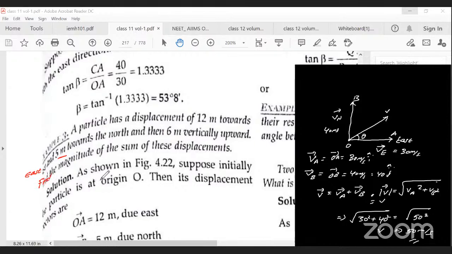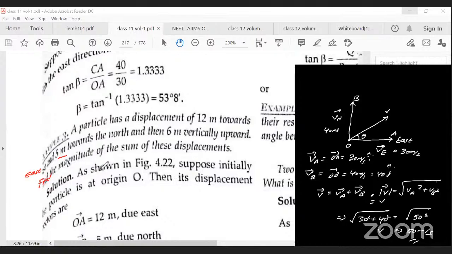Find the magnitude of the sum of these displacements. We need to find the magnitude of the sum of these displacements. That means I need to find the resultant. Okay. So let's see that one by one. How many displacements are there here? There is 12 meters, 5 meters, and 6 meters.